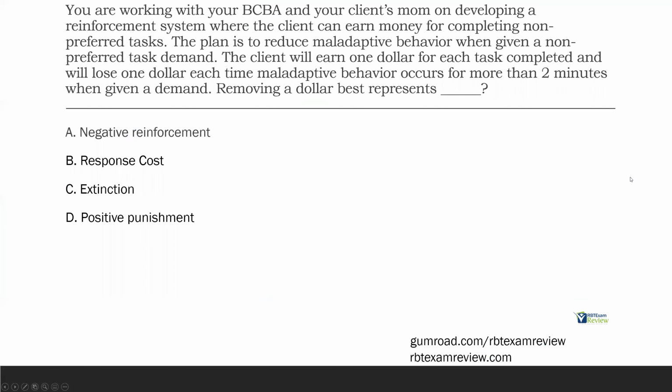Okay, question 1. You're working with your BCBA and your client's mom on developing a reinforcement system where the client can earn money for completing non-preferred tasks. The plan is to reduce maladaptive behavior when given a non-preferred task demand. The client will earn $1 for each task completed and will lose $1 each time maladaptive behavior occurs for more than 2 minutes when given a demand. Removing a dollar best represents what?